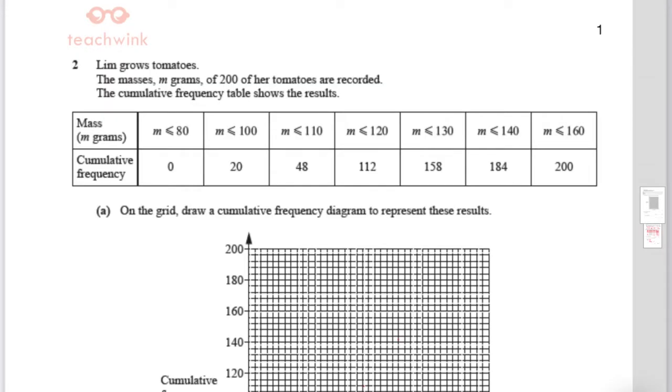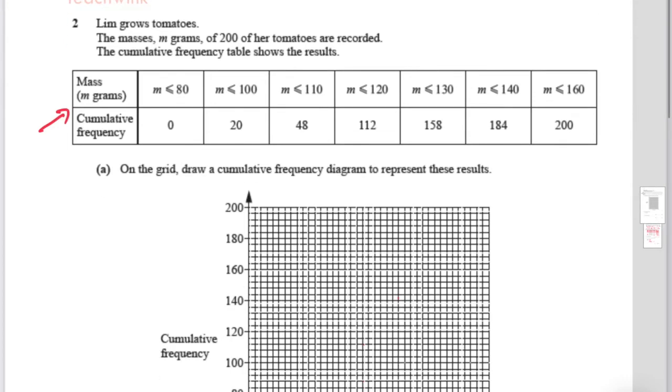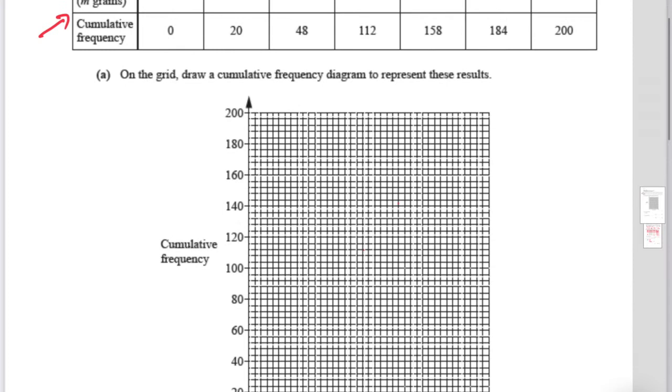So let's start. The question reads, Lim grows tomatoes. The masses m grams of 200 of her tomatoes are recorded. The cumulative frequency table shows the results. Then we have this table in front of us. On the grid, draw a cumulative frequency diagram to represent these results.